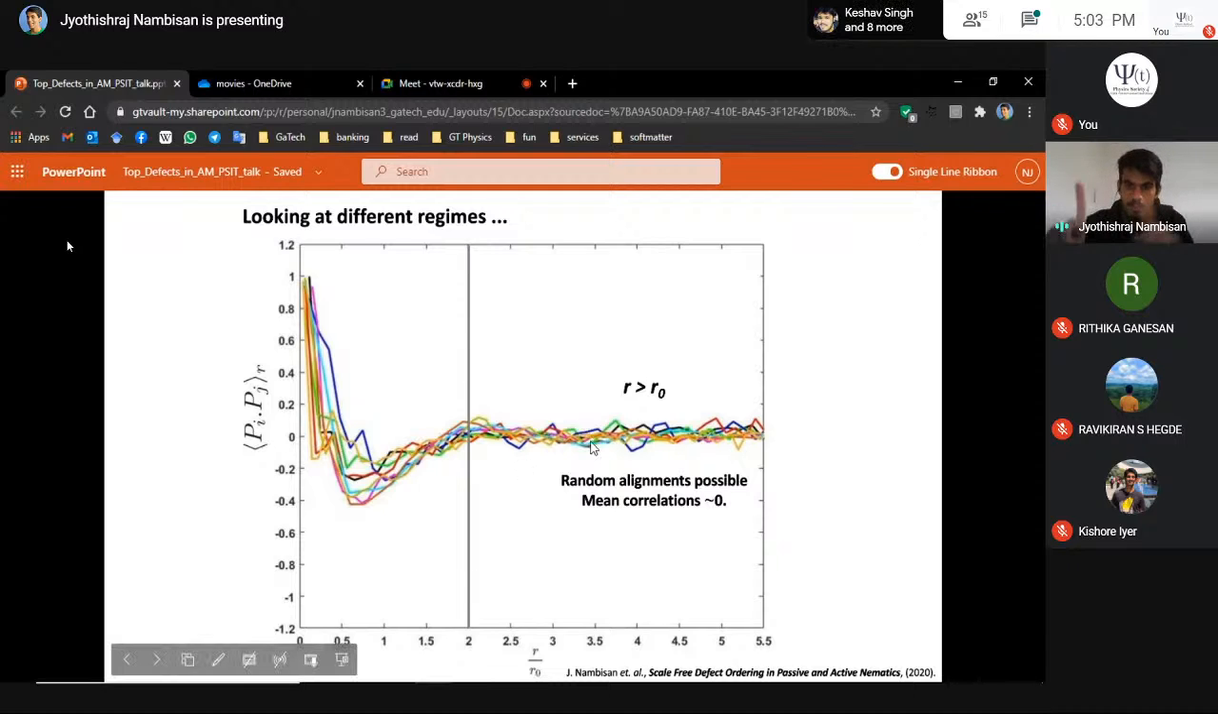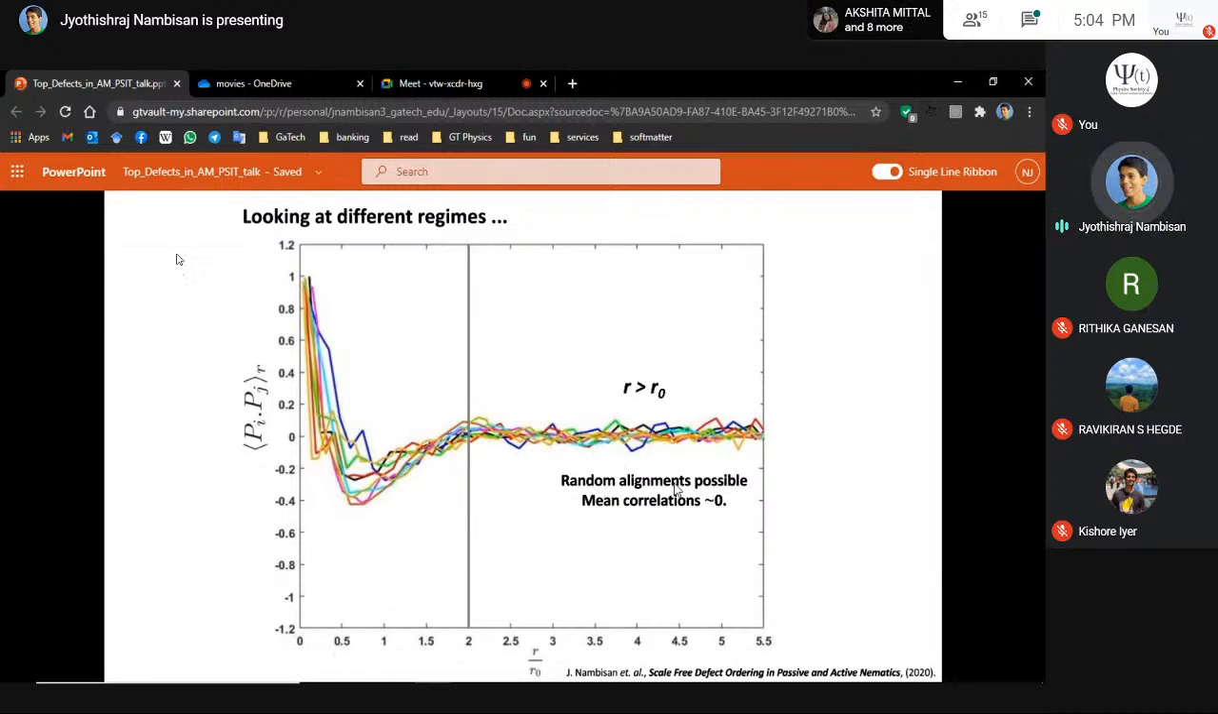So when my 2 positive defects are far apart, that is at r greater than r0, there is no restriction by topology or activity that they should be aligned or anti-aligned or in any direction. When I take thousands and thousands of such examples where my 2 defects are at a distance which is 4 times the mean defect spacing, any random alignment is possible. So when I bin over a distance, random vectors, and you average over the orientation of random vectors, you get a 0. This is your equilibrium measurement, and we get that.